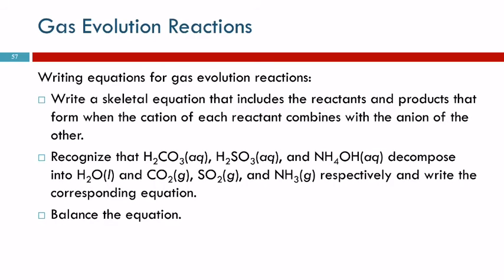So when we're writing equations for gas evolution reactions, you're going to write the skeletal equation with the reactants and products, just like we did for the precipitation reaction. So you swap partners and you write down what you get. You need to look at the products. If you've got H2CO3, H2SO3, or NH4OH, then you need to do that decomposition. It's going to lose a water molecule, and then you're going to have as a gas whatever's left and balance the equation. If you form H2S as a product, you just have to put gas as its state symbol.